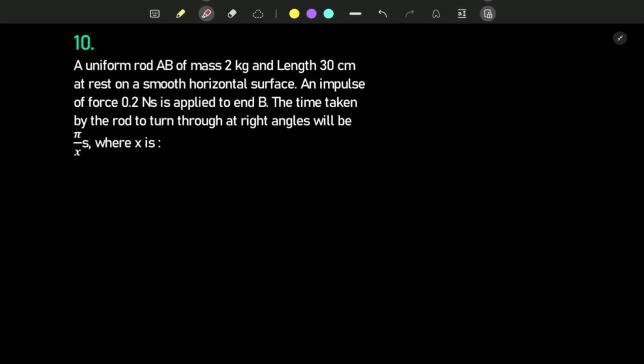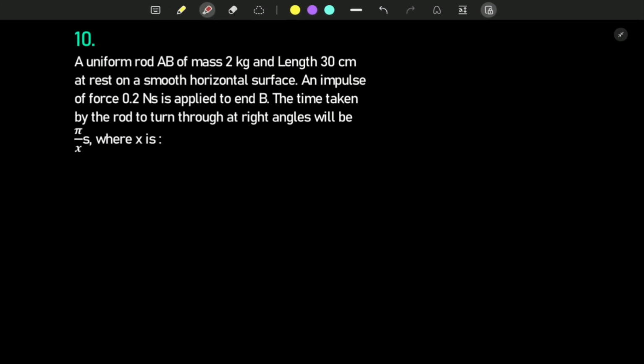So here is our next question. It says a uniform rod AB of mass 2 kg and length 30 cm is at rest on a smooth horizontal surface. An impulse of force 0.2 Newton second is applied to end B. The time taken by the rod to turn through a right angle will be? So let us first draw the rod. Suppose this is a rod. This is end A and this is end B. Now an impulse of force 0.2 Newton second is applied to end B. So this is our impulse.